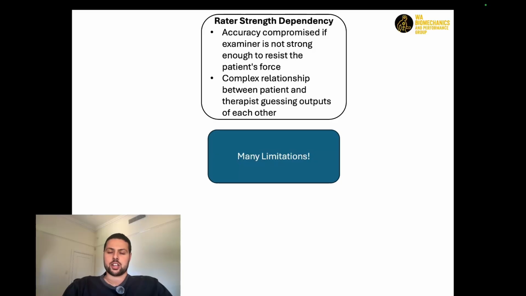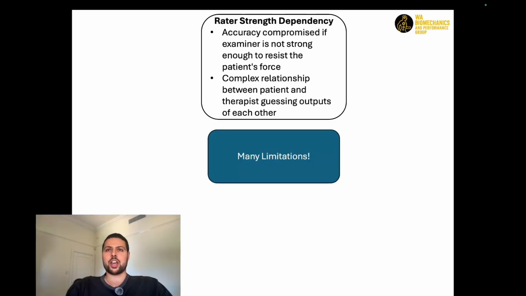There are limitations in handheld dynamometry depending on the rate of strength dependency. So the accuracy of the test is definitely compromised if the examiner is not strong enough to resist the person's force, right? So in a knee extensor, if I'm freehand testing that, I'm not strong enough to hold a knee extensor, especially in a strong individual who can produce large amounts of force, well over one or two times body weight. So that's not a good idea, especially in freehand testing.